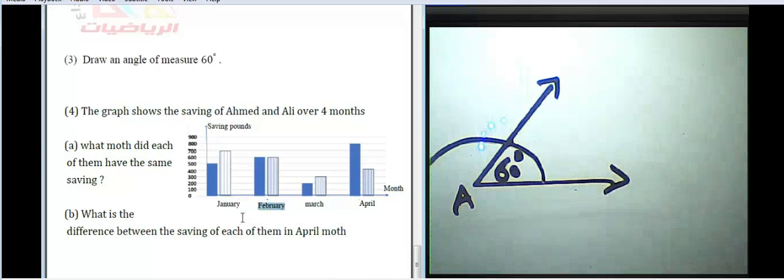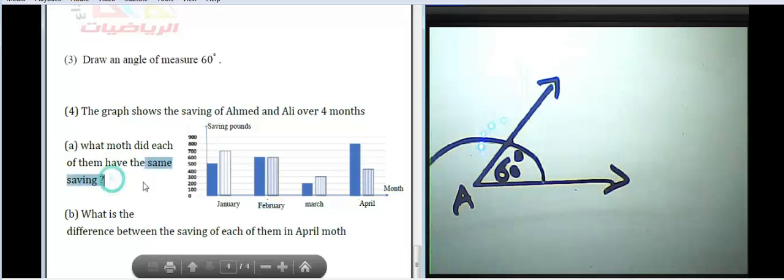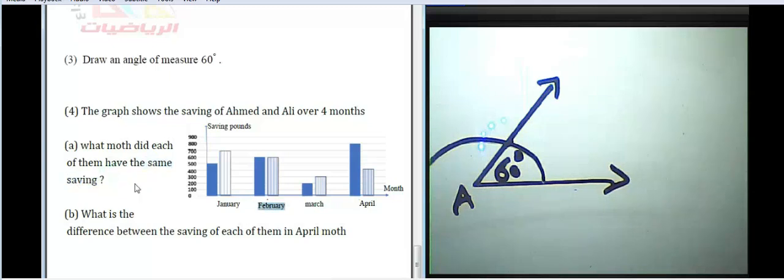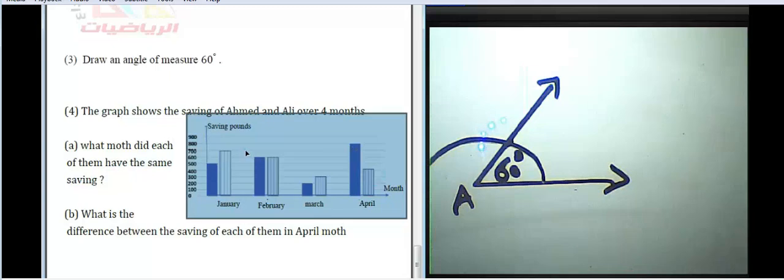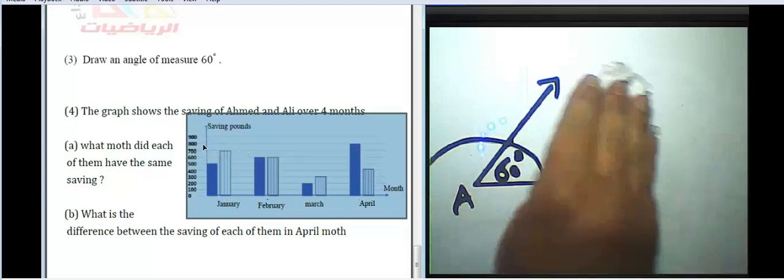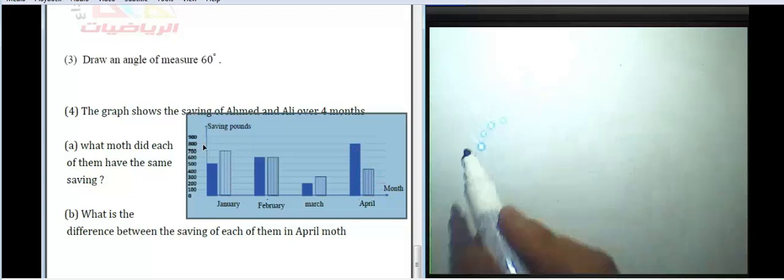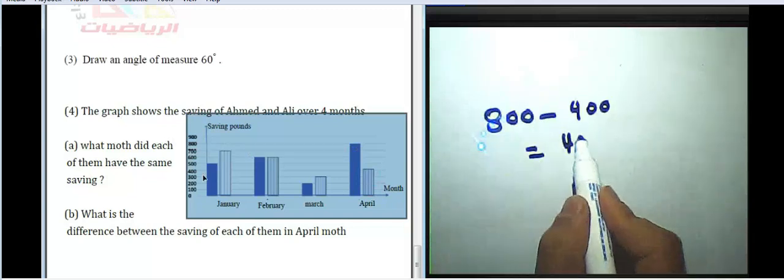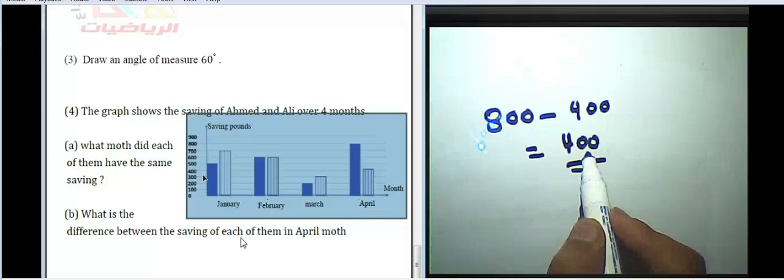Question letter B. What is the difference between the saving of each of them in April? In April, the first was saving 800 lira and the second was saving 400 lira. The difference between them equal 400 pounds. 400 pounds. Okay, understood, my students?